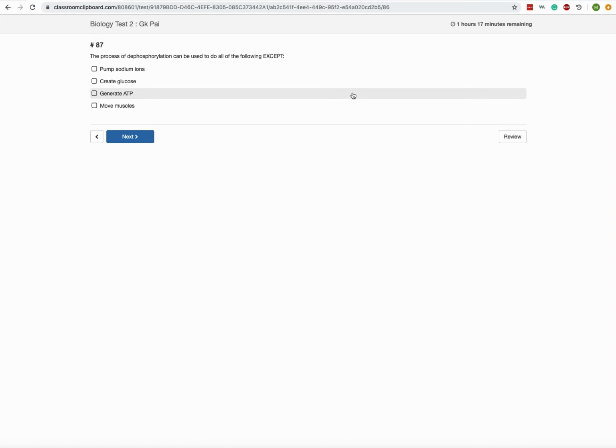The process of dephosphorylation can be used to do all the following except. So dephosphorylation is the removal of a phosphate group and production of energy, which can be used to pump sodium ions, move muscles, and create glucose in terms of the Calvin cycle, and it can't produce ATP. That would be the exact opposite. Phosphorylation can produce ATP. Dephosphorylation breaks down ATP.